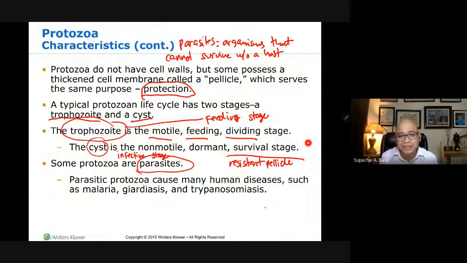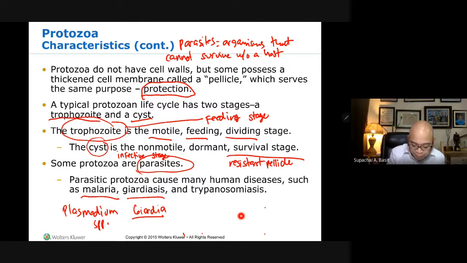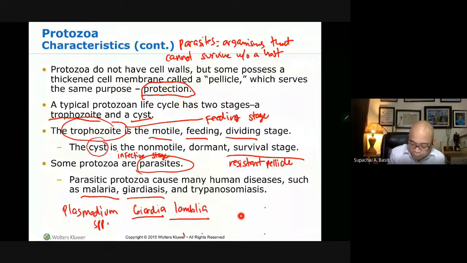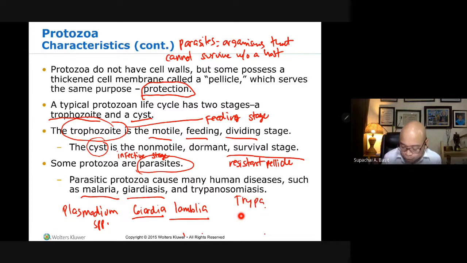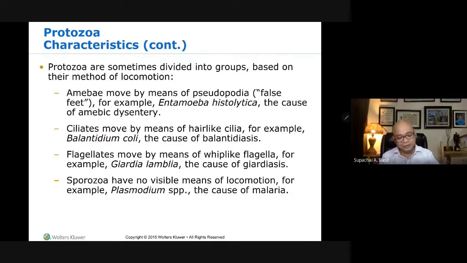Examples of these parasites are malaria, which is caused by the Plasmodium species; giardiasis, which is caused by Giardia lamblia; and trypanosomiasis, which is caused by Trypanosoma cruzi. There are many kinds of Trypanosoma species, so I'm just mentioning the most common ones. These are examples of parasitic protozoans.